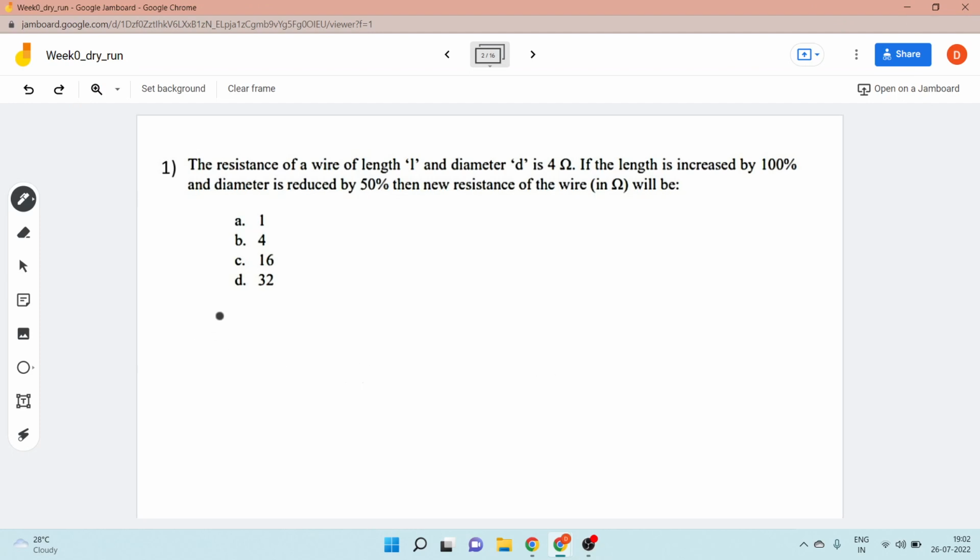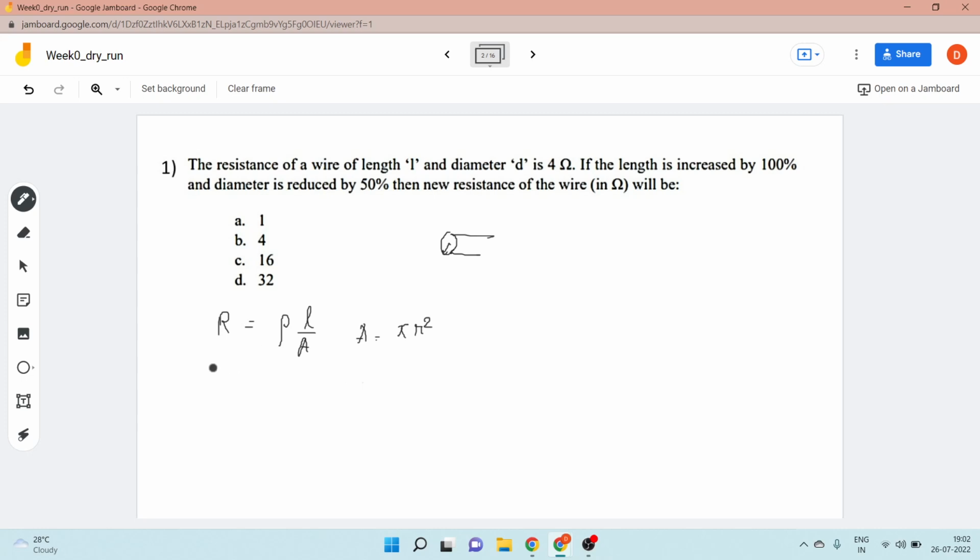We know the resistance of the wire is given as rho L by A. Here rho is the resistivity, L is the length of the wire, and A is the area of cross section. Now area is equal to pi r square, right? The area of cross section of the wire. Now the diameter is given, the length is given, and the resistance of the wire is given. Now a new dimension is given, and you have to find the new resistance.